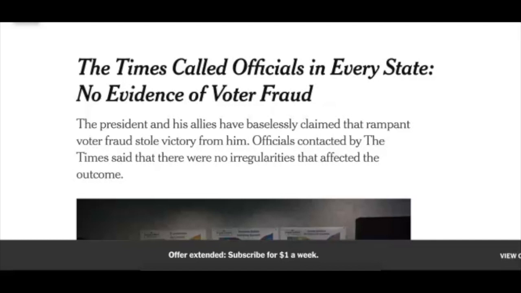Article 1 says, the Times called officials in every state. No evidence of voter fraud. Here's your caption that sets the tone: The president and his allies have baselessly claimed that rampant voter fraud stole the victory from him. Officials contacted by the Times said that there were no irregularities that affected the outcome.